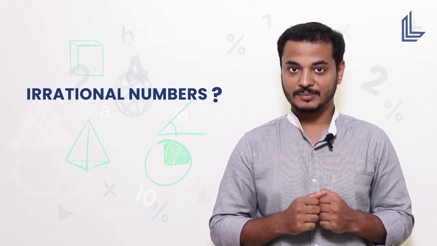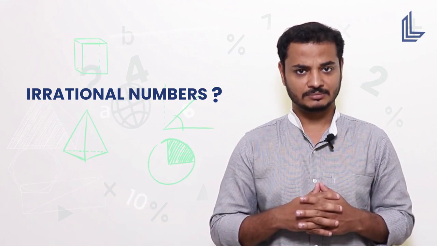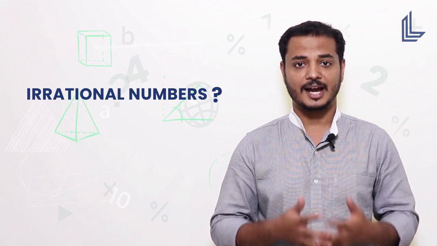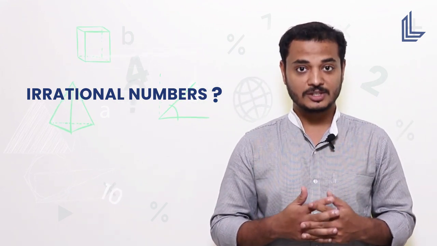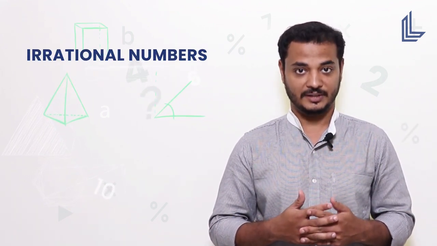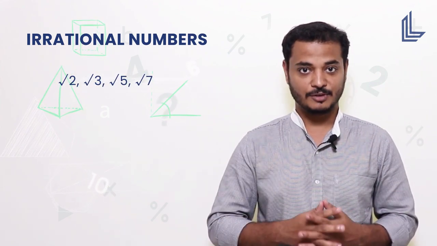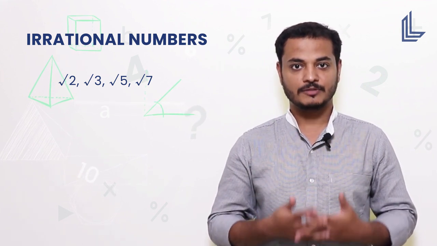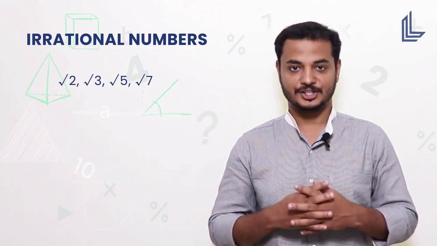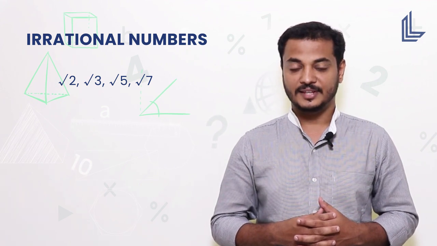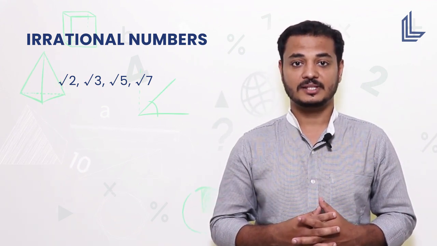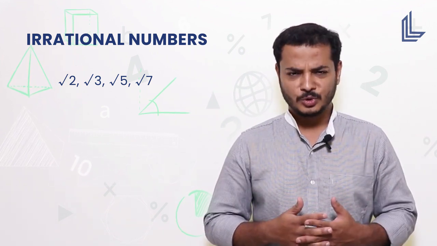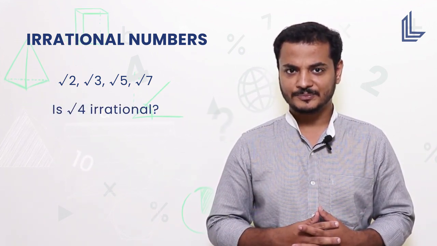So what are irrational numbers? Simple. Numbers that could not be expressed in the form of P by Q are irrational numbers. You might recall some of the examples that you have learned in your previous grades. So here are some examples of irrational numbers. You can see that root 2, root 3, root 5, root 7, etc. are irrational numbers. These numbers could not be expressed in the form of P by Q, where P and Q are integers.